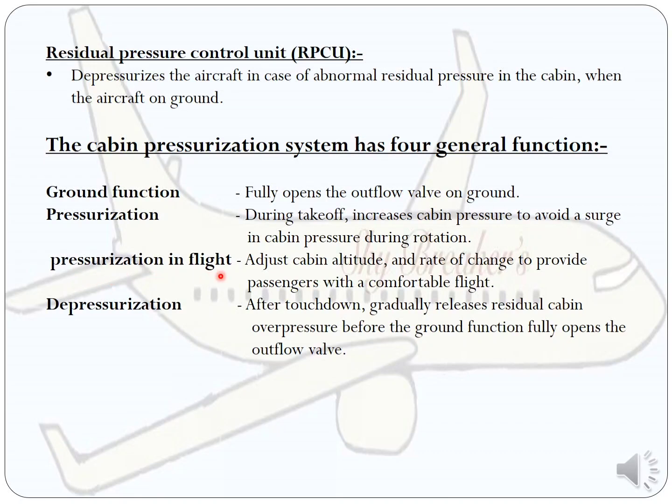Next one is pressurization in flight. That is, when the altitude increases, the rate of change of cabin pressure changes according to passenger comfort in flight. Normally the maximum maintained is 8,000 feet. Next one is depressurization. After touchdown, the outflow valve is fully open and there will be no residual pressure in the aircraft.